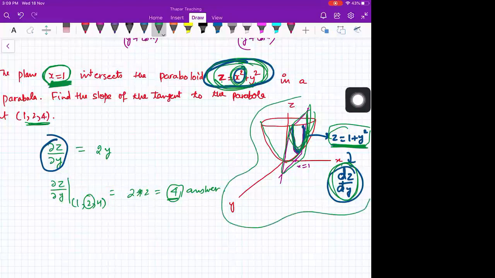But if we don't want to do it geometrically, we can straight away say from here that because x is a constant, we'll just find the derivative with respect to y and then put in the point. Is that thing clear now?